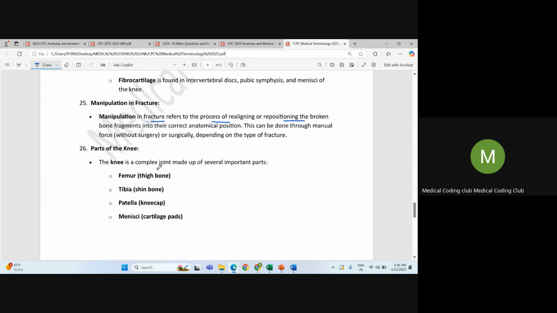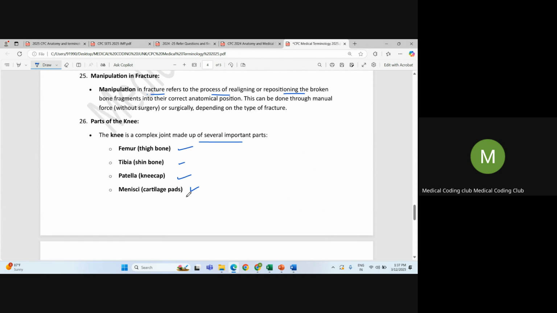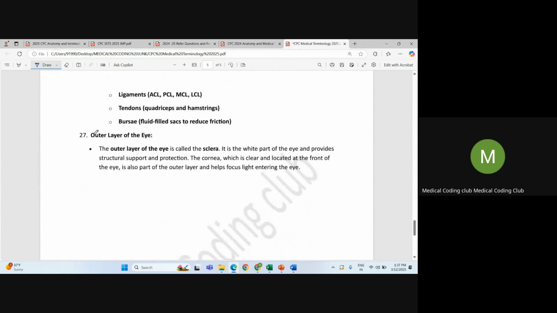Parts of knee. Knee is a complex joint made up of several important parts like femur, tibia, patella, and menisci. You have to check all of these things. If there is a question on parts of knee, maybe on the thigh bone, you have to select femur. Additionally, I have given extra information so that if you get anything extra regarding knee, you should be able to answer. And the outer layer of the eye is called sclera.